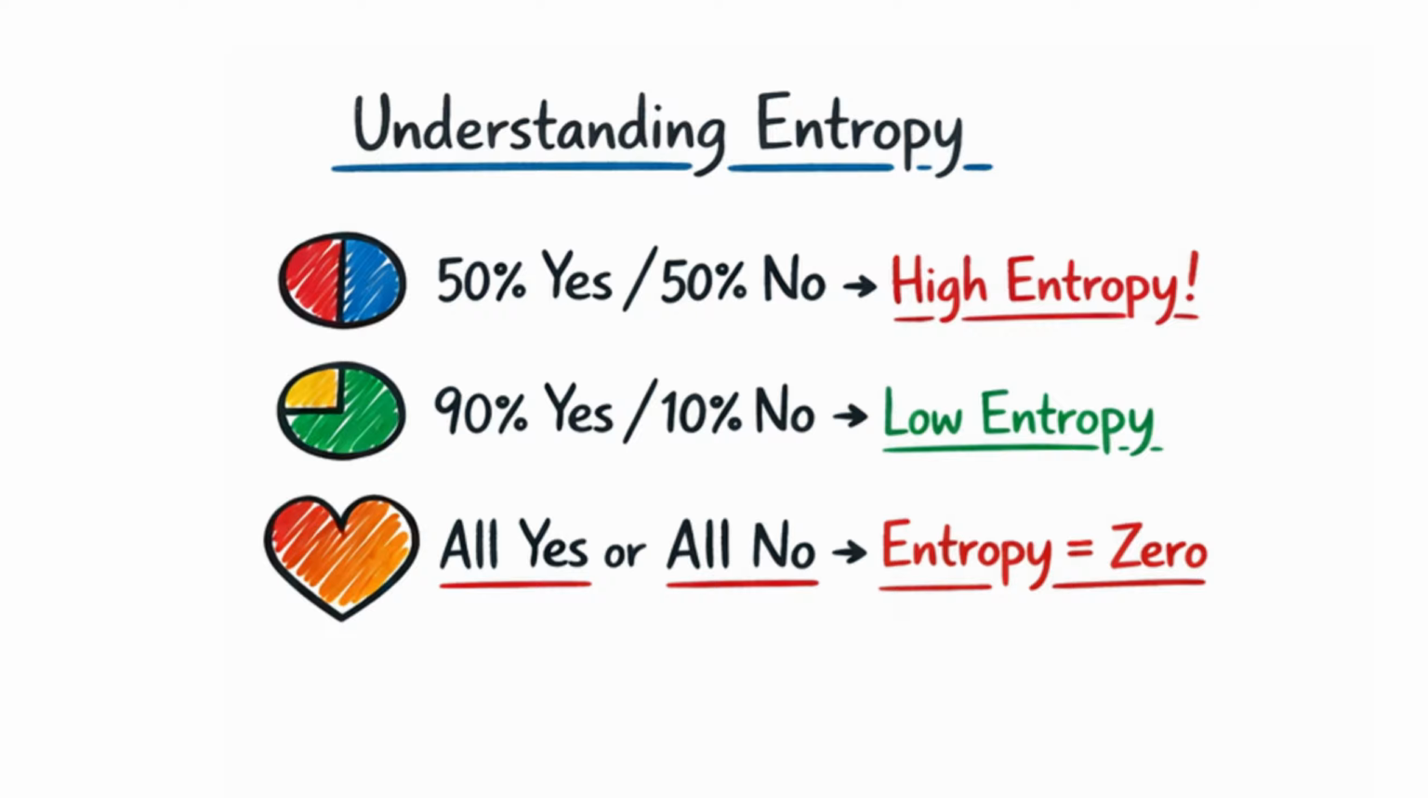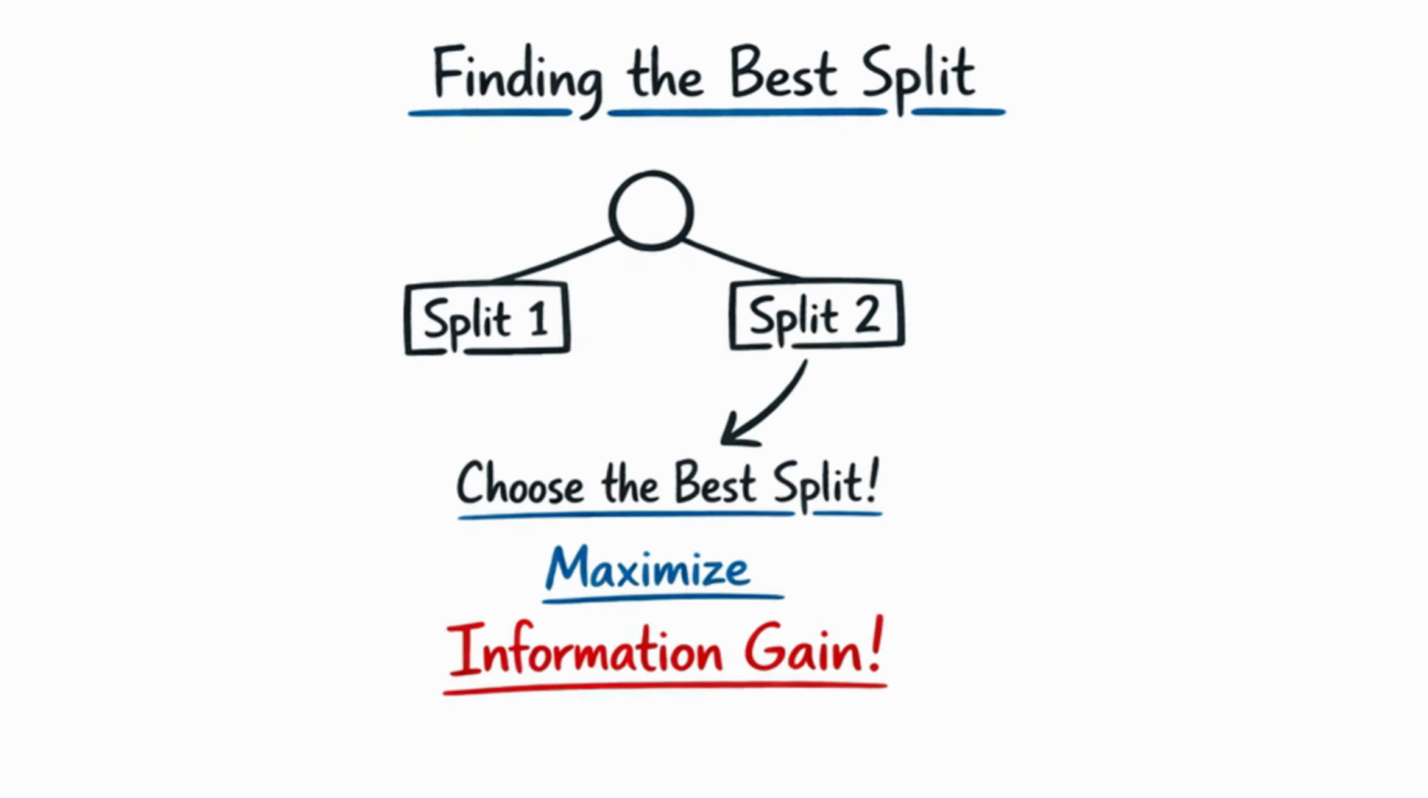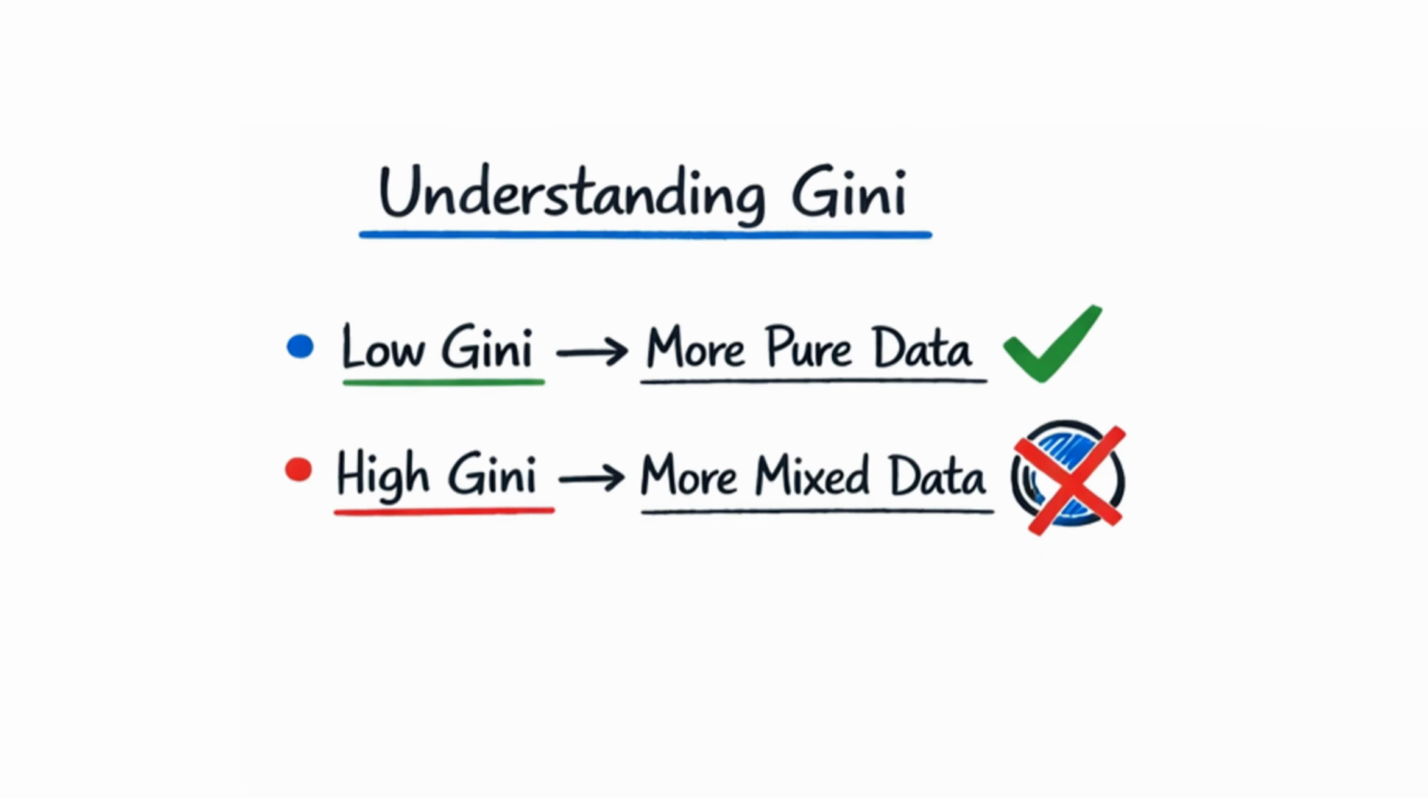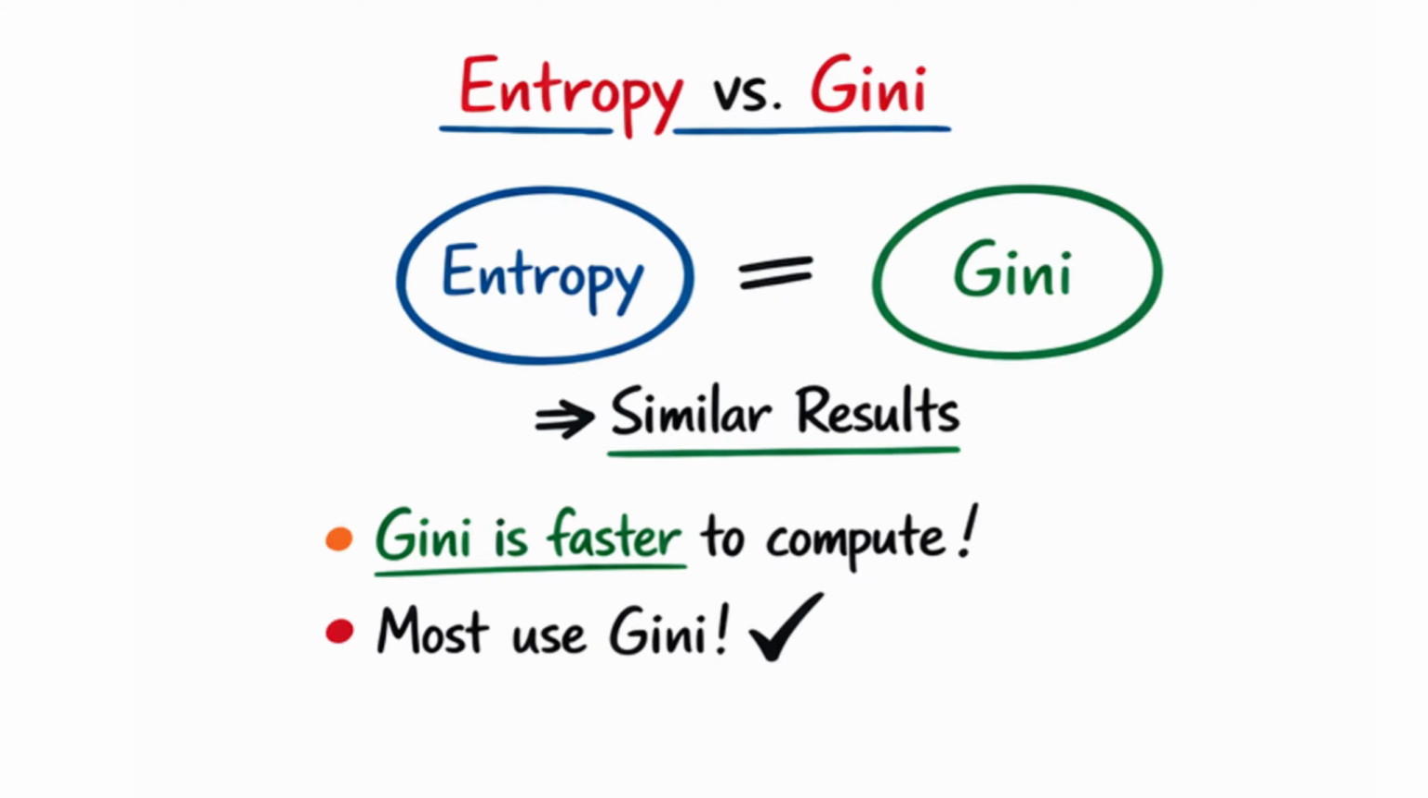So while building the decision tree, we try different splits and we choose the split which reduces the entropy the most. This reduction is called information gain. So the model will always try to maximize the information gain. Now let's talk about Gini. Gini is another way to measure impurity. Just like entropy, it also tells us how mixed the data is. Lower Gini means more pure data and higher Gini means more mixed data. In practice, both entropy and Gini give very similar results. The only difference is that Gini is slightly faster to compute. That is why most implementations use Gini.